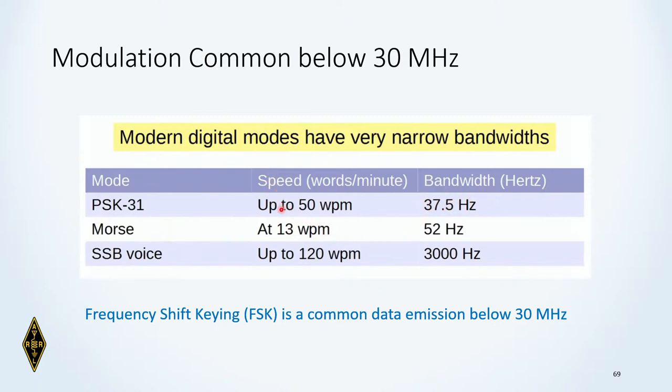And the speed, this is basically a keyboard-to-keyboard mode. You can go up to 50 words per minute, and that's really what it was designed for. With Morse code, at 13 words per minute, that takes up a bandwidth of 52 hertz, which is actually a little bit wider than PSK31. And then single sideband voice up to 120 words per minute, and of course that takes 3,000 hertz of bandwidth.